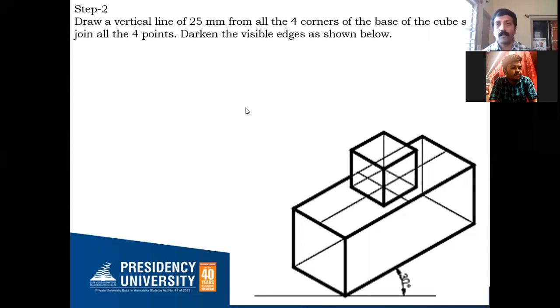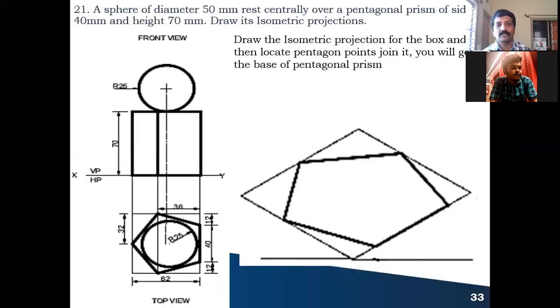Next example, let me take a different one. This is very simple. It looks very simple because in 2 steps you are going to get this. You construct the pentagon prism. Above that, a sphere is placed. That is what is given in the question.